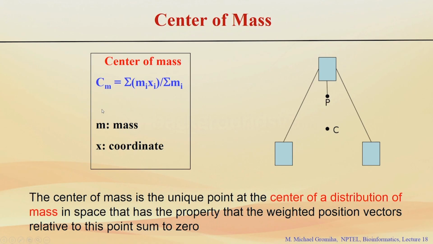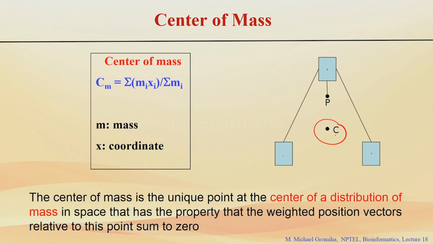This is the center of a distribution of mass in space. It has the property that the weighted position vectors related to the point sum to 0. For example, if you have 3 different objects here, you can see the center of mass is located at position C.